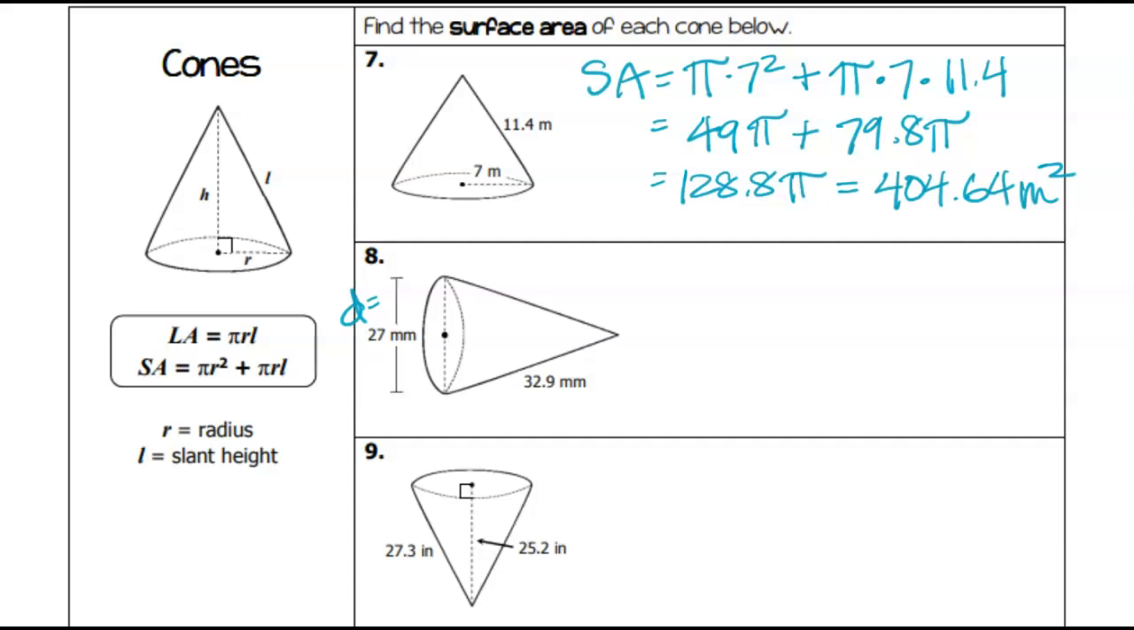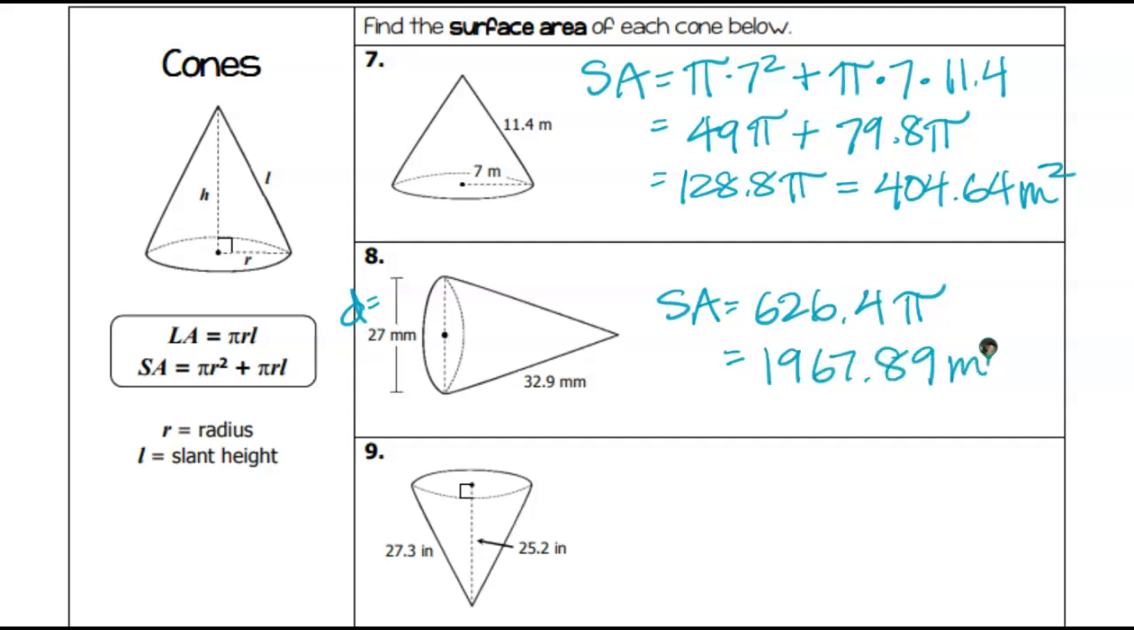Okay, so let's go over that one. Should have gotten, before the pi, if I was practicing combining and writing in terms of pi, I would have 626.4 pi. And when I actually multiply that out, I get 1,967.89 millimeters squared.